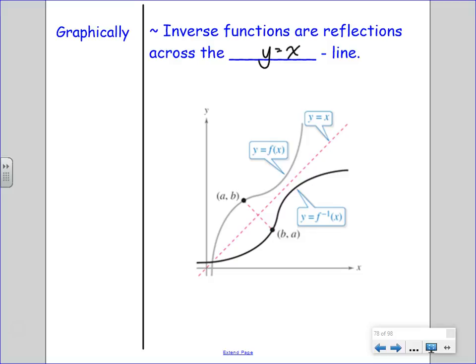Now as you are looking at this, even though we don't know exactly what this graph is, can you think back to your parent functions? Look at just the gray one. What does it kind of look like? Which one? A cubic function, yeah.